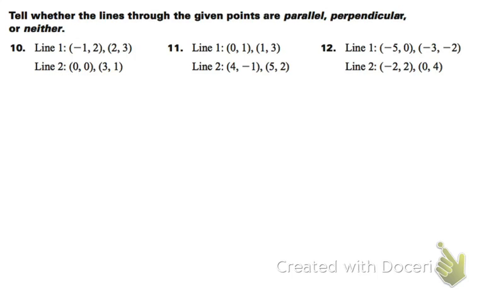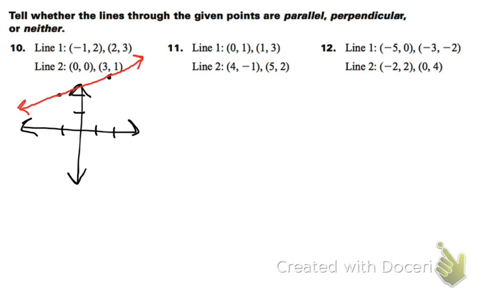Alright. Tell whether the lines through the given points are parallel, perpendicular, or neither. So the first one we did in class, I'll quickly graph it again. So let's figure out first what line 1 looks like. Line 1 is at negative 1, 2, so I'll go back by 1 and then up by 2. So there's a point right there. And then I'll go over by 2 and up by 3, over by 2 and up by 3, so right over to here. And then I'll draw the line that goes through those 2 points.